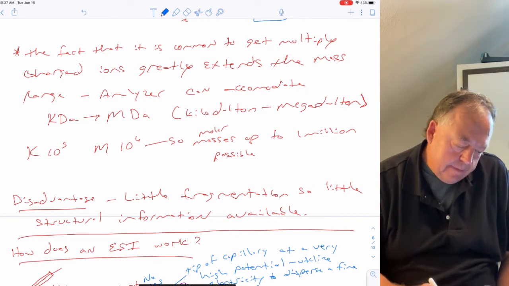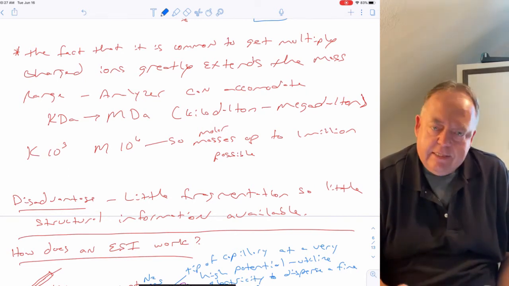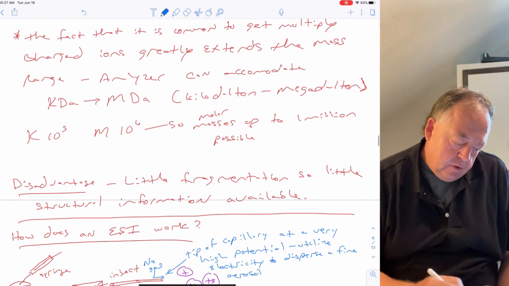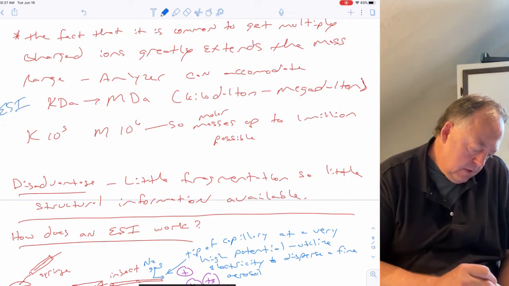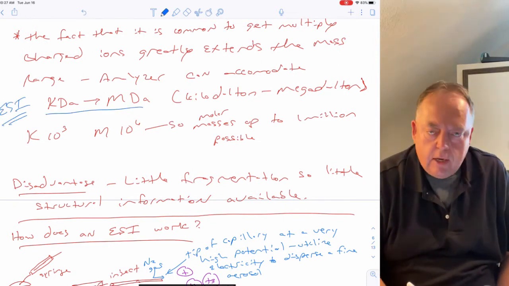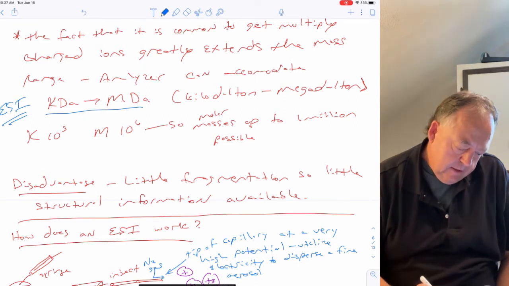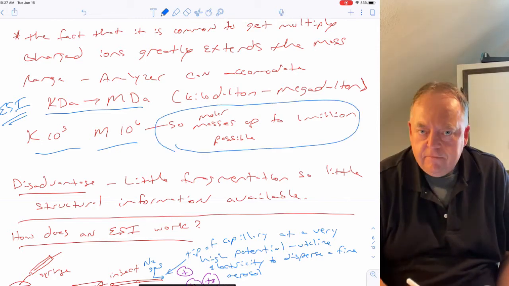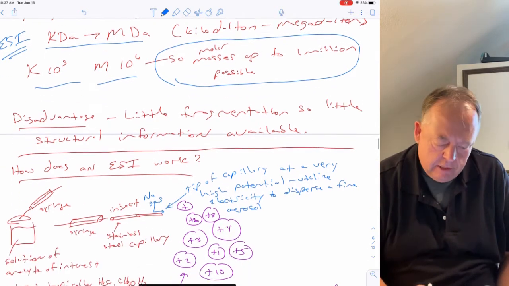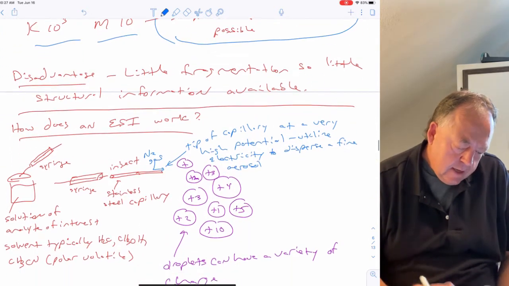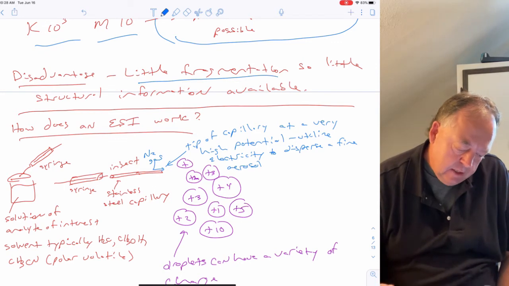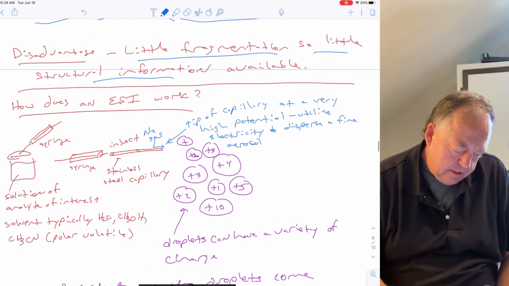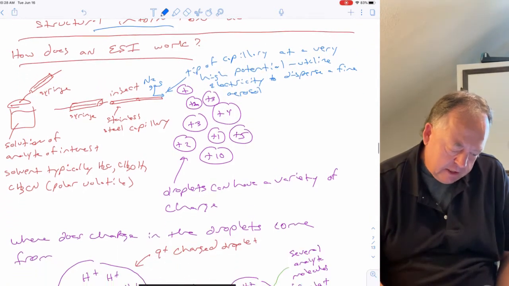Okay, so the fact that it's common to get multiply charged ions greatly extends the mass range of your mass analyzer. And so ESI-MS can easily accommodate kilodalton to megadalton molar masses. So 10 to the third to 10 to the sixth, so you can study molecules up to molar masses of 1 million using an ESI mass spectrometer. And again, the disadvantage is there's little fragmentation, so there's little structural information that can be available. But as we'll see, there are ways around that in an ESI mass spec.